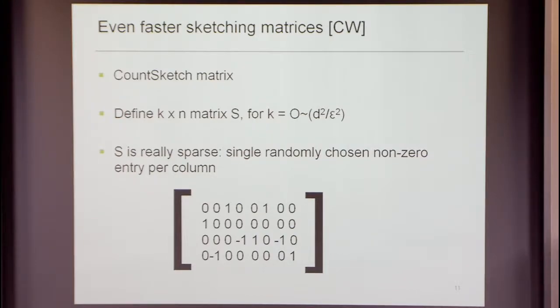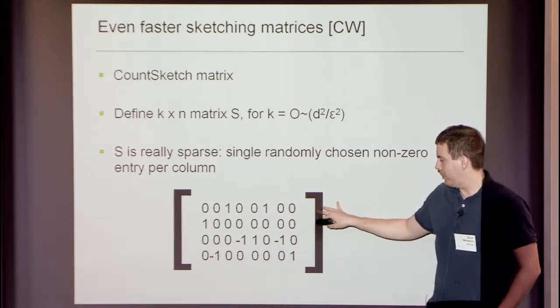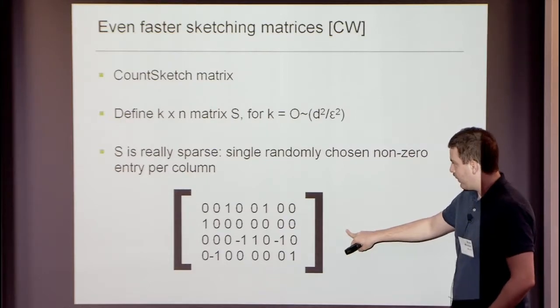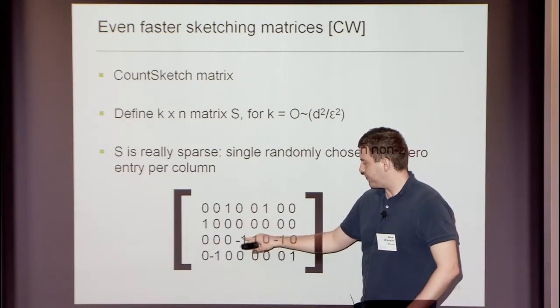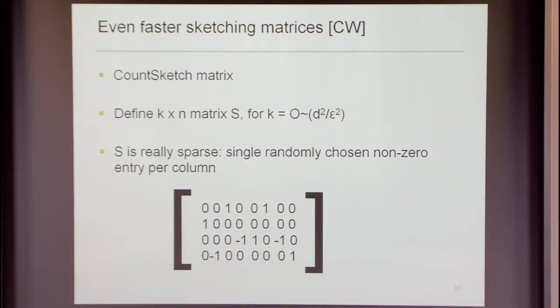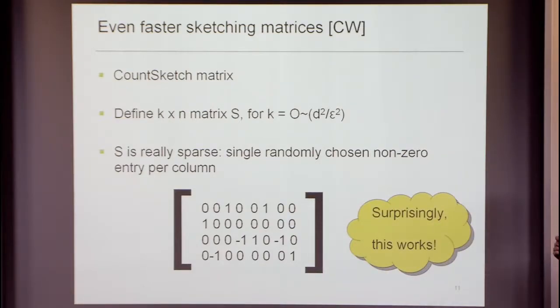It's very simple. You can multiply S and a matrix A in time proportional to the number of non-zero entries of A, because for each non-zero entry, I look at the corresponding column, and there's just a single non-zero value in that column. And surprisingly to me, this actually works: you get the guarantee of a 1 plus epsilon approximation if you solve the problem in the sketch space.